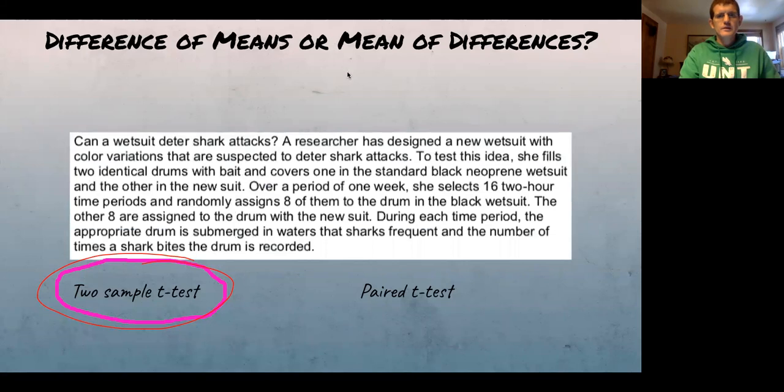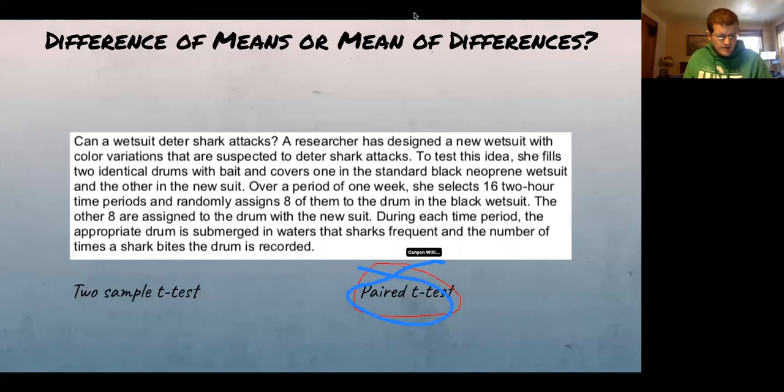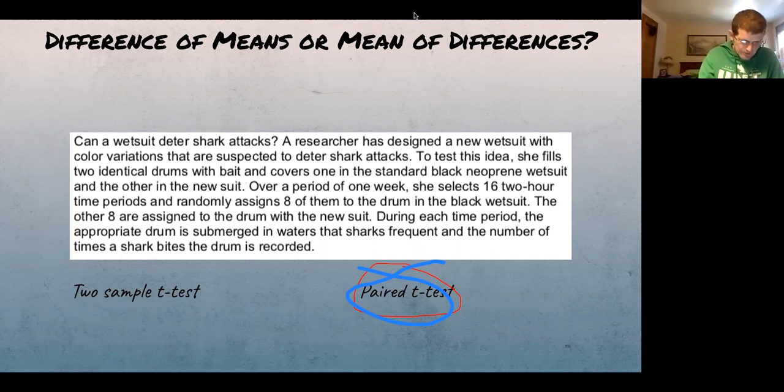All right, I will let you guys look at this one now. This is definitely one that is a little bit trickier for you to think through. We've got the old wetsuit or the new wetsuit, and we've got 16 times, so 1, 2, 3, 4, ... 14, 15, and 16. So it's going to be randomly assigned.